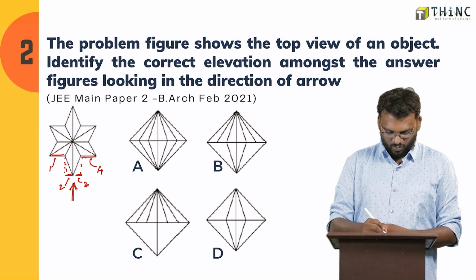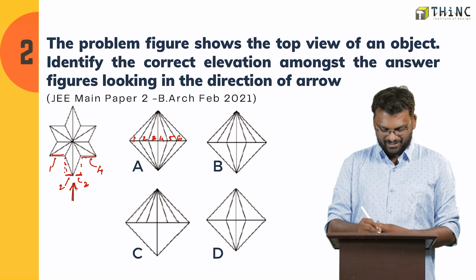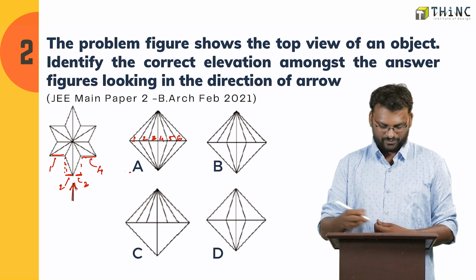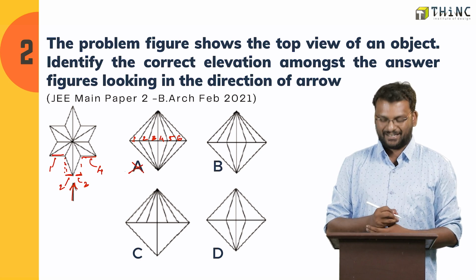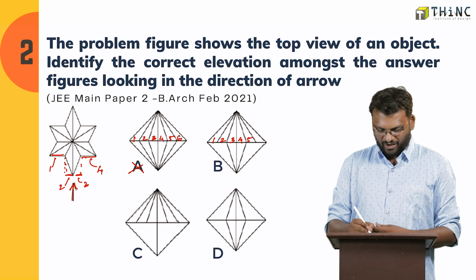Option A: 1, 2, 3, 4, 5, 6. It has already crossed 4, so option A is definitely not the answer. Now come to B: 1, 2, 3, 4, 5, 6.